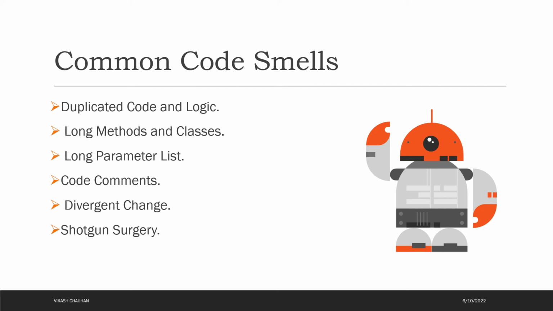The next one is divergent change. Divergent change happens when a class takes on more than one functionality, so it is not following the single responsibility principle and is doing multiple things.